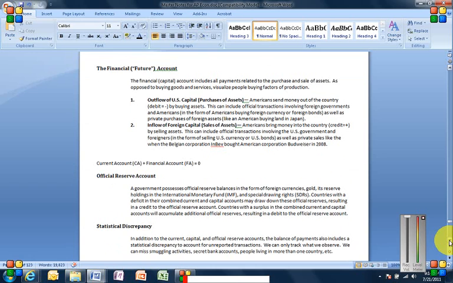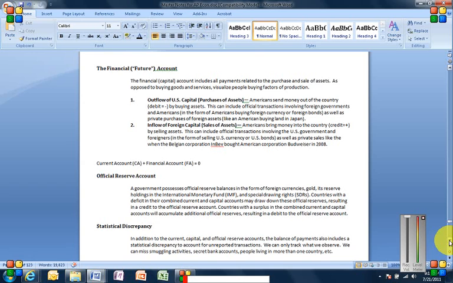The financial account, also known as the capital account sometimes, includes all the payments related to the purchase and sale of assets, as opposed to buying goods and services. Visualize some people buying factors of production, land, labor. More importantly, though, financial capital, which is, of course, what you need to run a business.